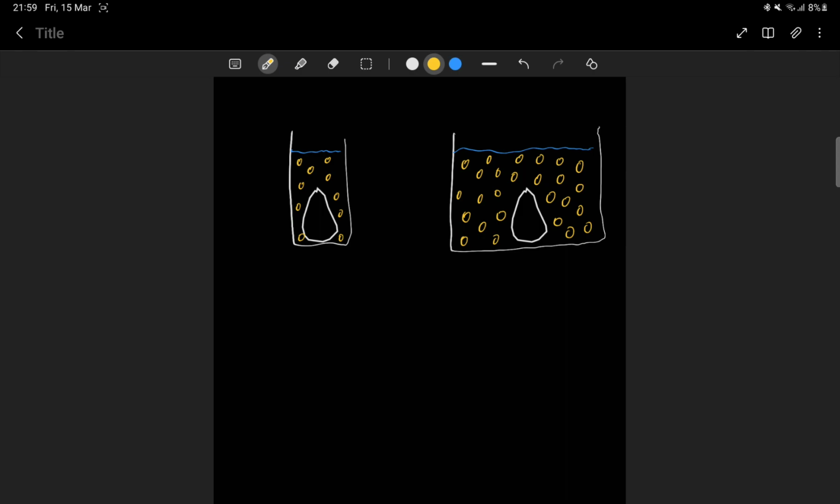Now, we can clearly see that the one on the right will have more acid particles. You have more of the yellow circles. But at the end of the day, the concentration is still the same. And that's really the one that's going to be affecting the number of collisions against the calcium carbonate. And really, the only particles that we care about are the ones that are directly next to the calcium carbonate.